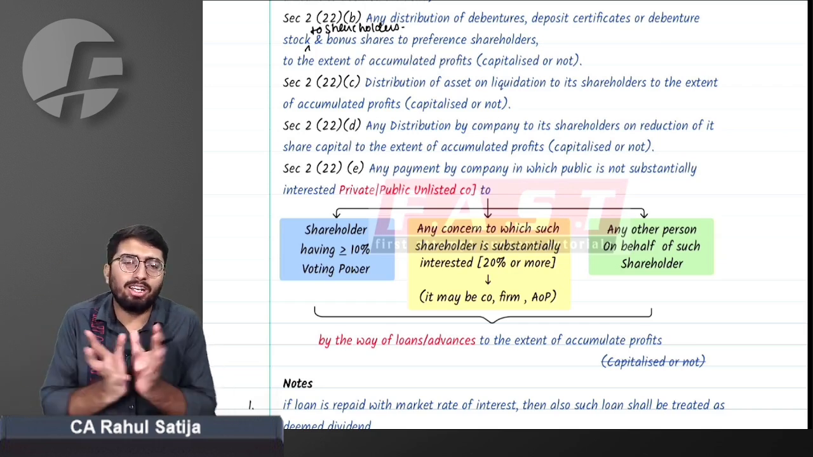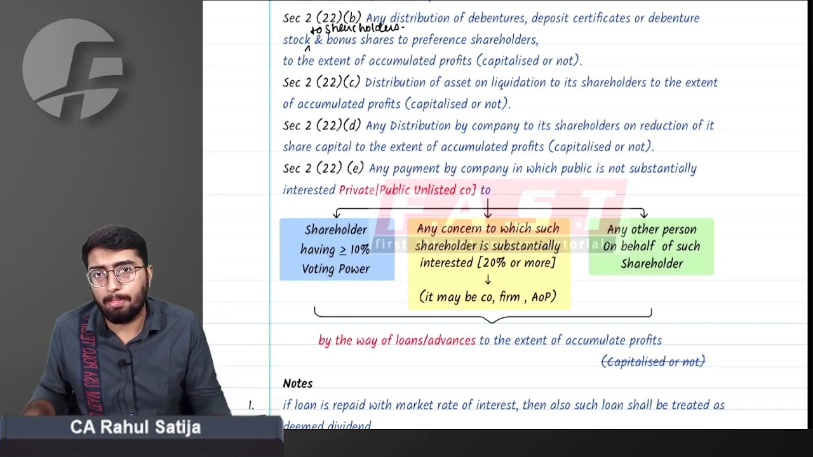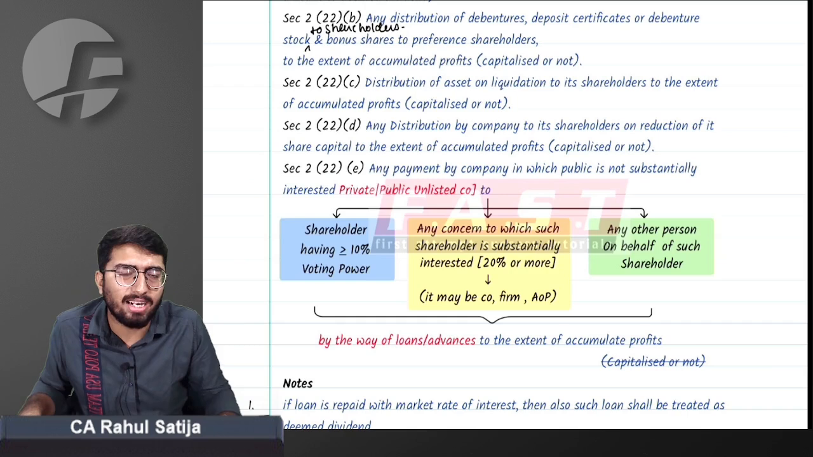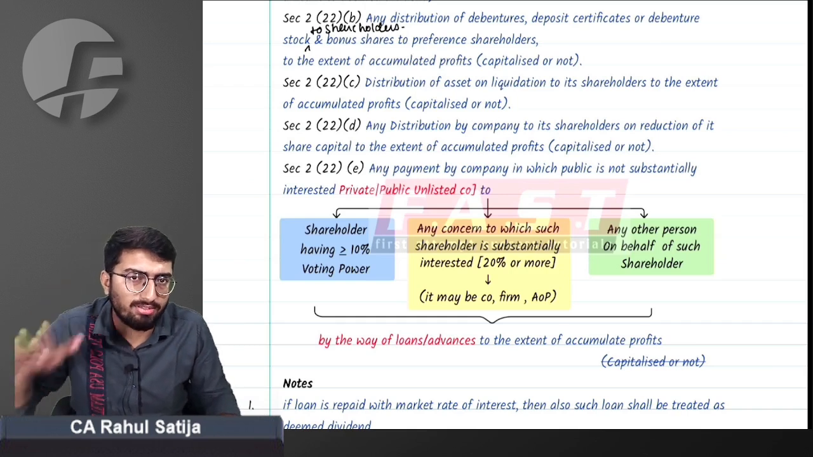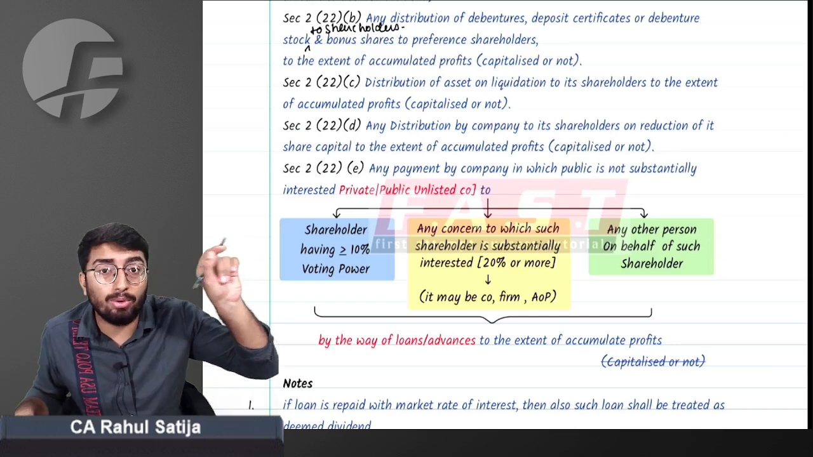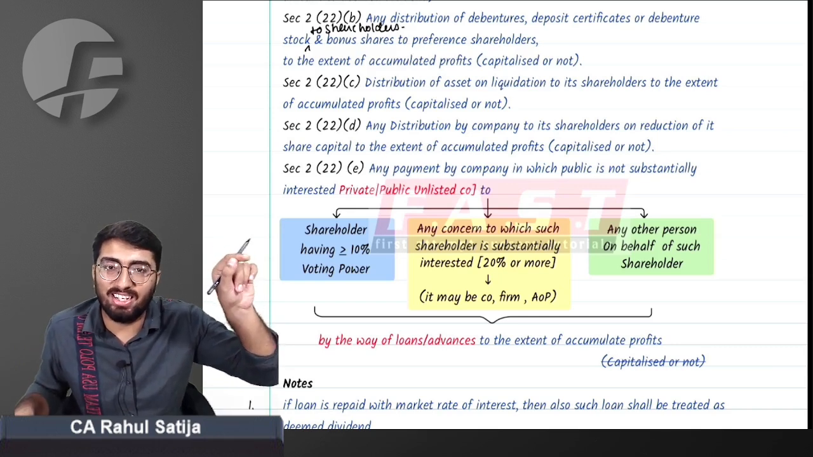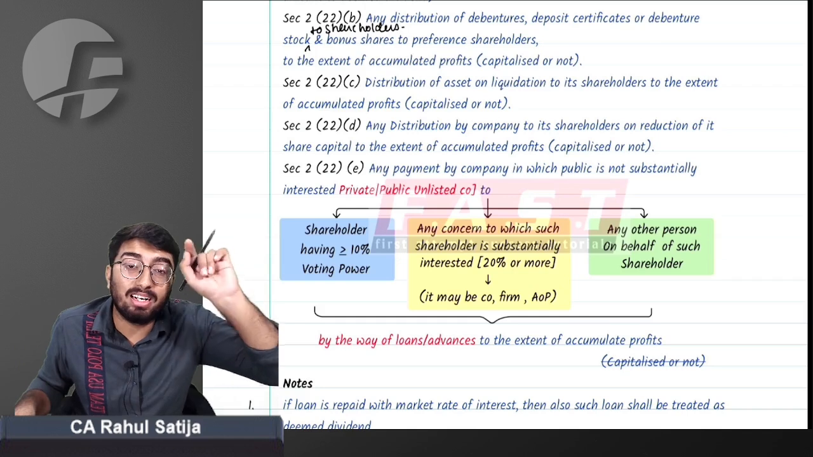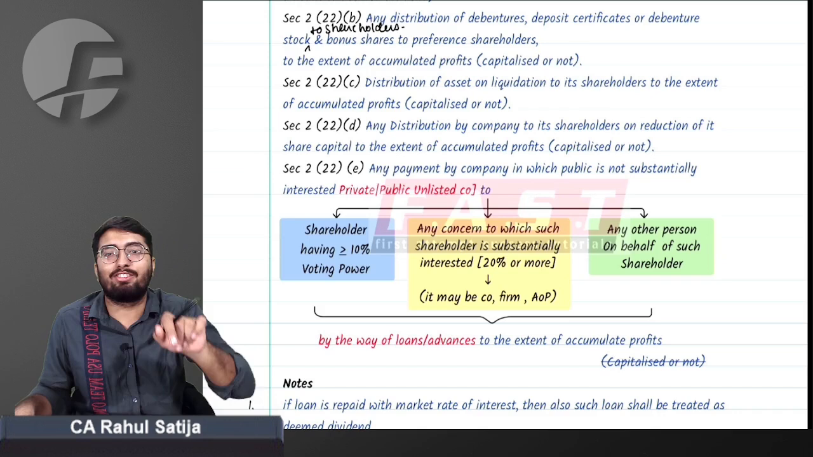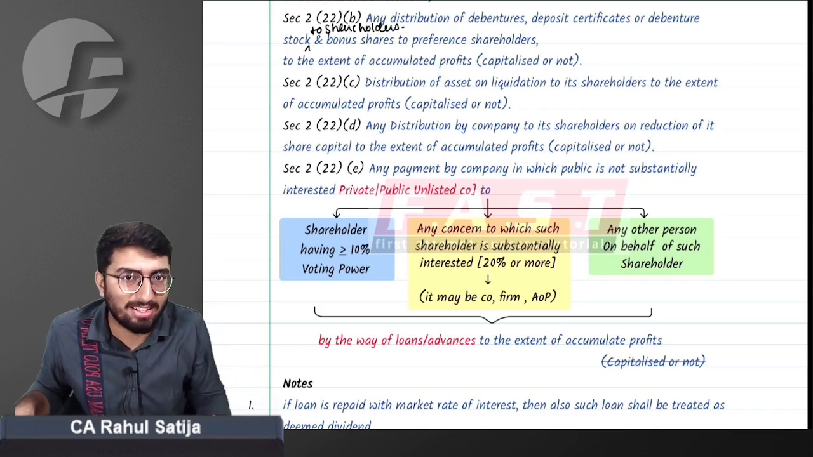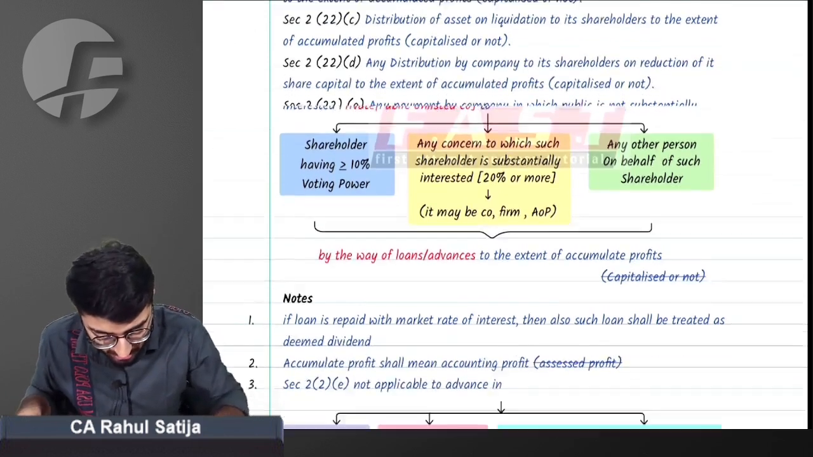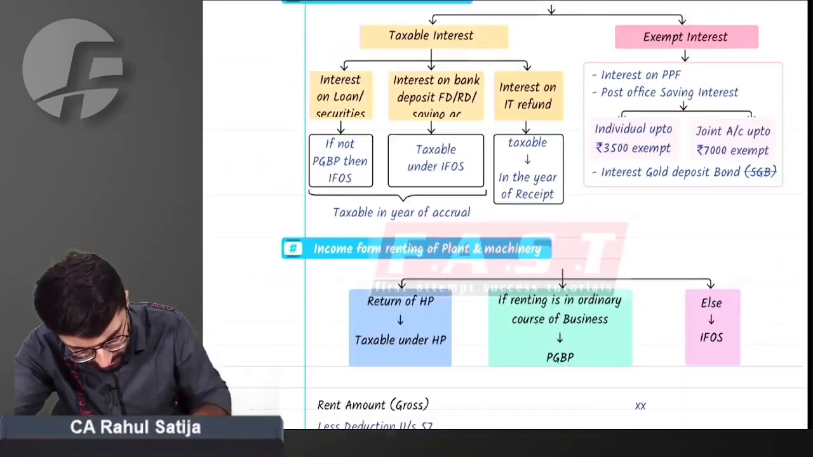For example, you are doing a business which requires a lot of electricity, and for that matter, you are required to deposit too much security deposit at the electricity office. You are also entitled to interest on such security deposit. Any such interest on security deposit will be taxable under the head PGPP, because that FD, that security deposit, is necessary for the conduct of the business. It will not be taxed under other sources. Just write it over here. Otherwise, we'll forget this.